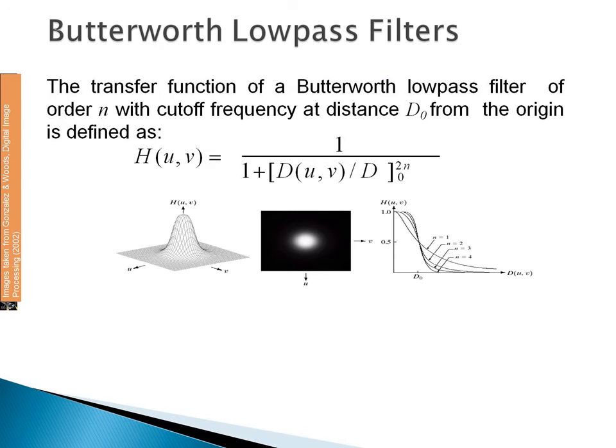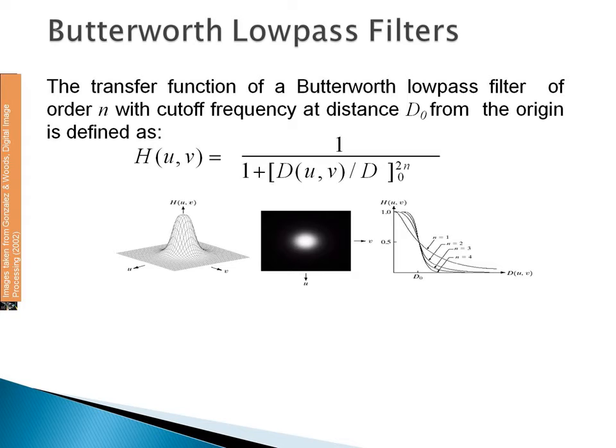Now we will see another filter, which is called the Butterworth low pass filter. This filter is of order n and has a cutoff frequency at a distance D naught from the origin. H of u,v can be given in terms of D of u,v, which is taken from the ideal low pass filter and depends upon the padded image size P cross Q.